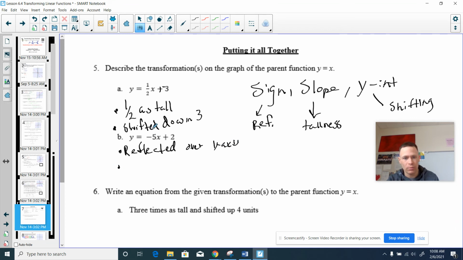And now look at the slope. The slope is 5. It's really -5, right? But we separate the negative from the slope. And so we just look at the absolute value of it, which is 5. So it is 5 times as tall. And then we look at the y-intercept, and it is +2. And so we would say it's shifted up.